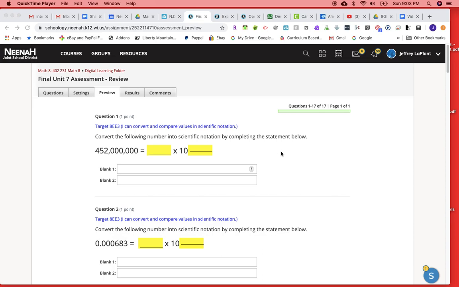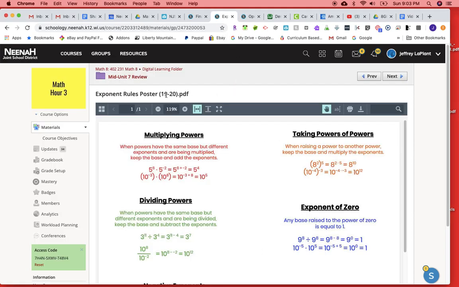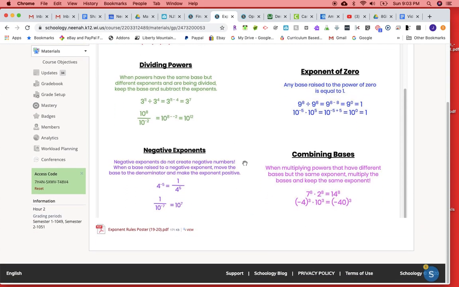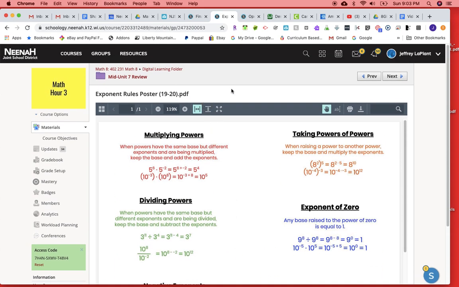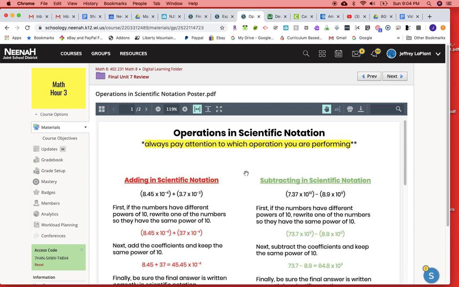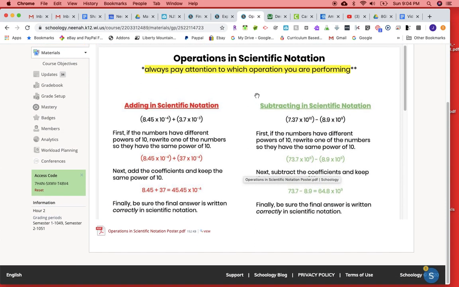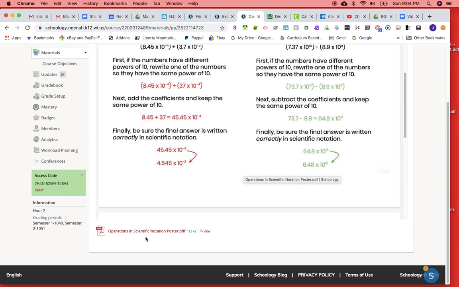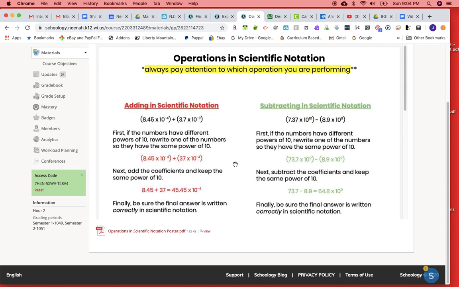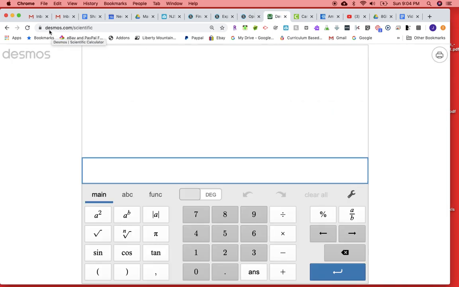The tools that are going to help you today would be this exponent rules poster, which can be found in the mid-Unit 7 review. This is the poster that you used for the first assessment, halfway through Unit 7. And then this poster is what is going to be provided for you for the end of Unit 7, Operations and Scientific Notation poster. And then lastly, if you just go to desmos.com/scientific for a calculator, these are the tools that are going to be very helpful on the assessment.